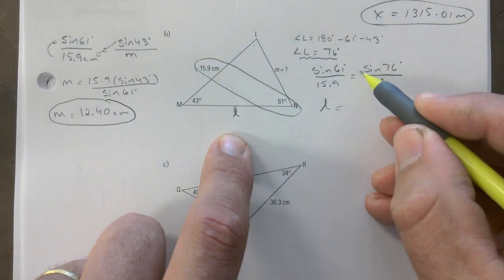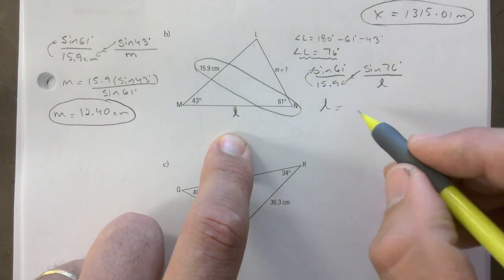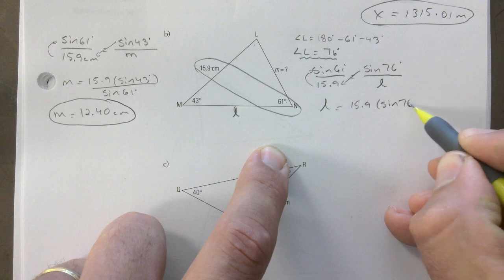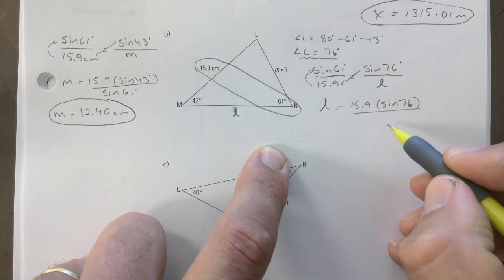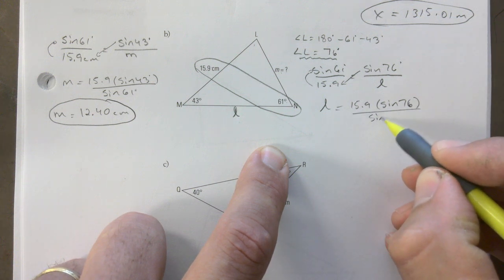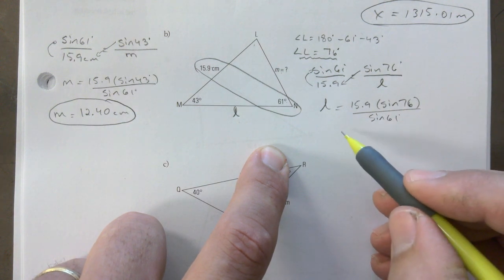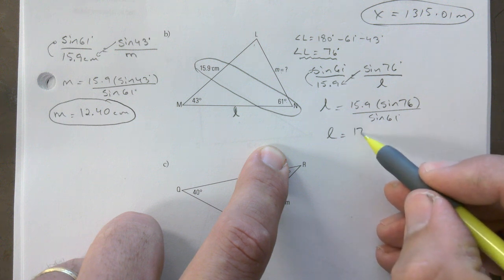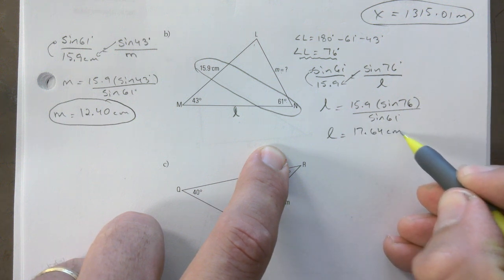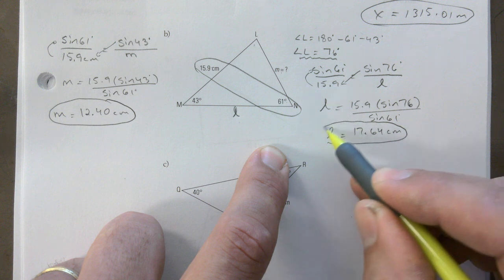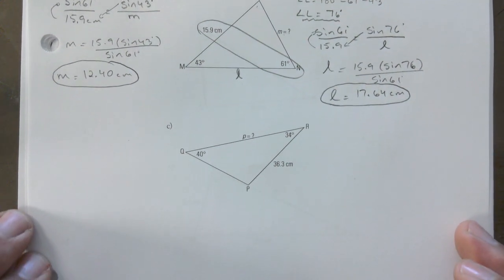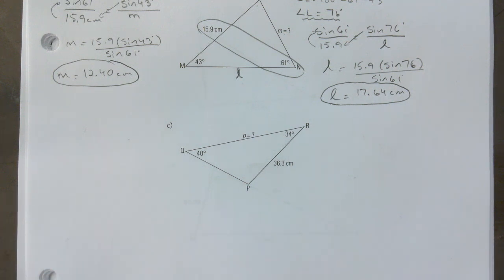So L is found by cross multiplying and dividing, divided by sine of 61. And L should give you 17.64 centimeters if you type that in correctly and you rounded it, right? Are we doing okay there? Okay.